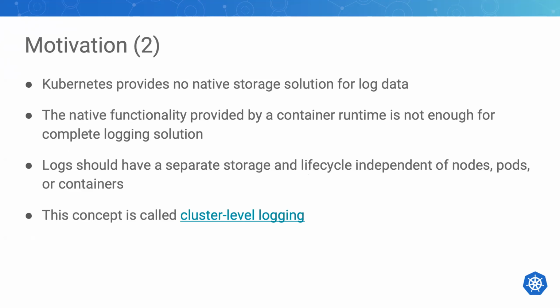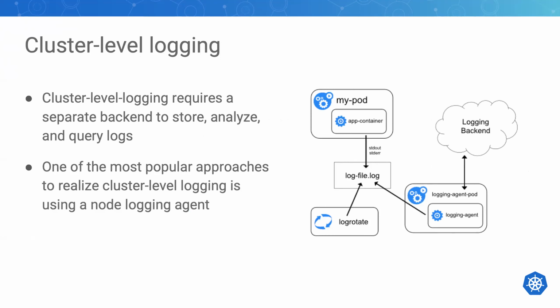The concept of separating the lifecycle of the pods and nodes from the lifecycle of the logs is called cluster level logging. Cluster level logging requires a separate backend to store, analyze, and query logs. While Kubernetes does not provide a native solution for cluster level logging, there are several common approaches, and one of them is the node logging agent, as you can see in the diagram.